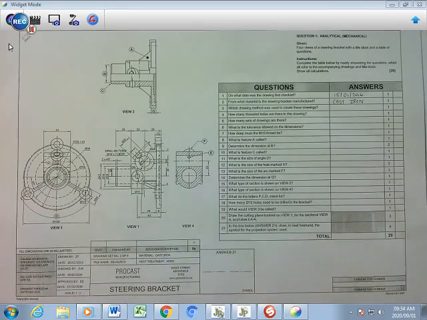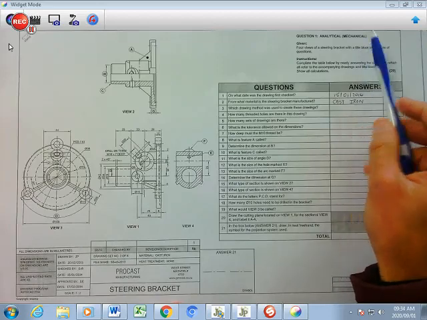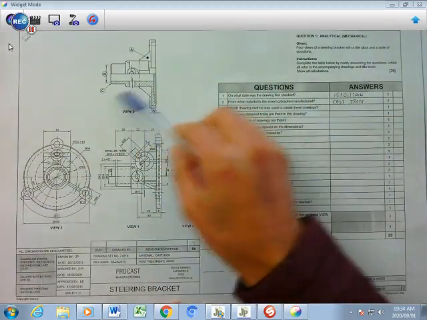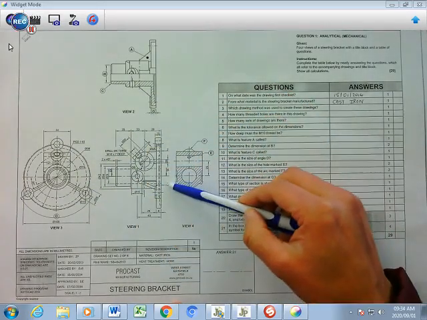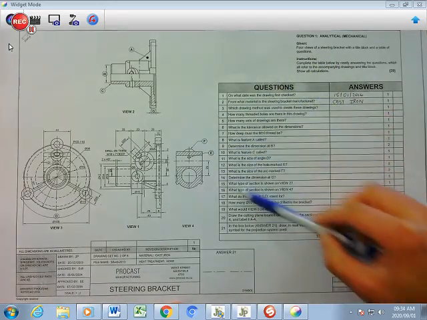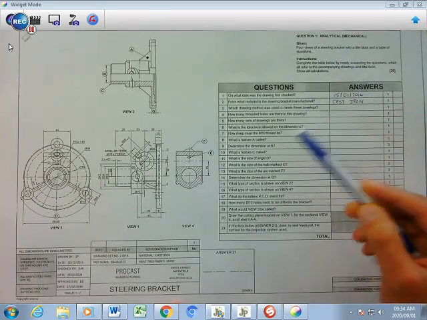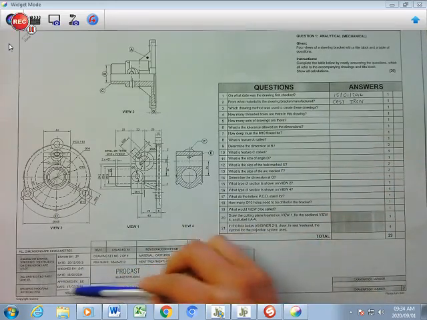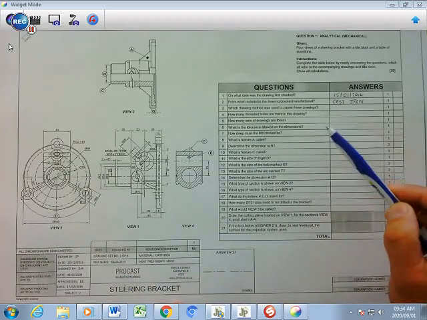Alright, this is revision paper number 2, and we're starting with question number 1, which is the analytical mechanical. On the left hand side you will find a computerized drawing, consisting of different views of a machine component, and then you have a list of questions on the right hand side and a designated area for your answers and the mark allocation. That's basically given to you, and right here at the bottom you've got a title bar consisting of lots of information that must be retrieved as well.